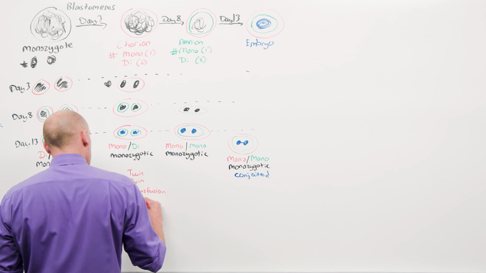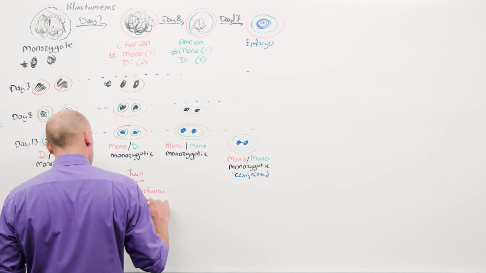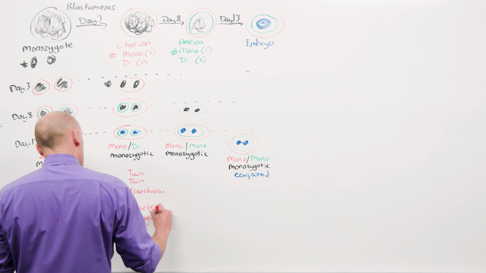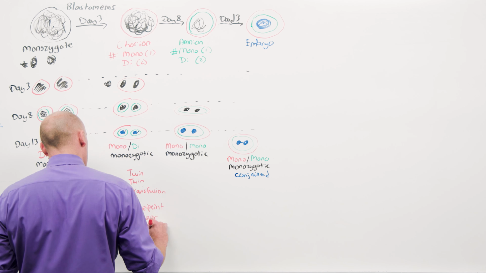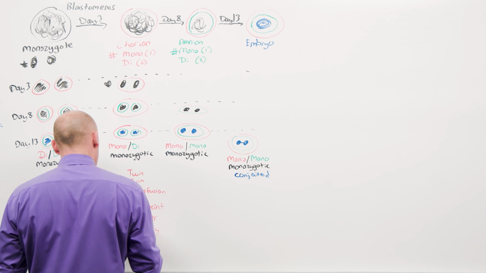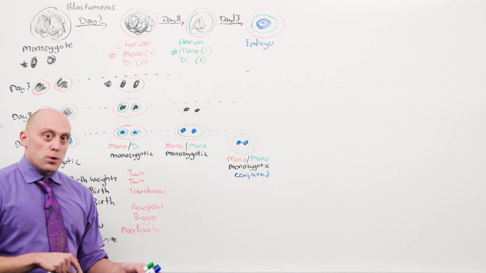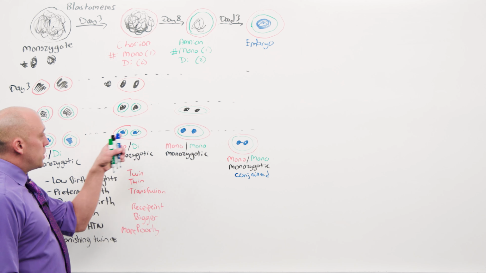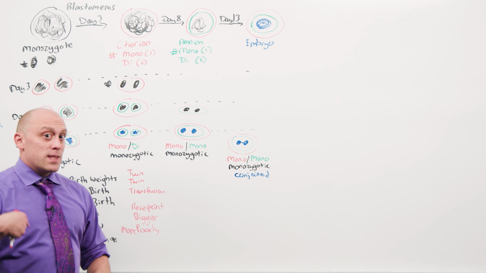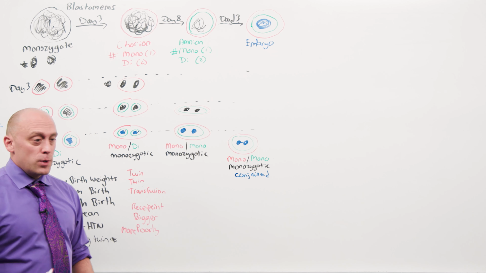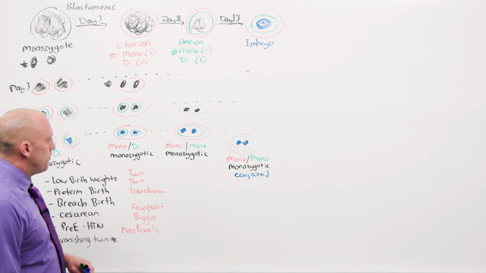The recipient of the transfusion is going to be bigger and do more poorly. And that's because they got donated more blood. The blood was drained from one twin and given to the other. You'd think that would make them better, but it's actually just more hemoglobin and more bilirubin for the big one to process. Smaller one does better.